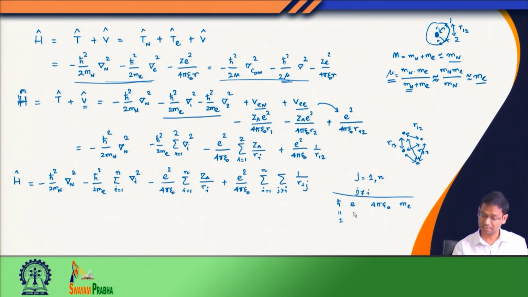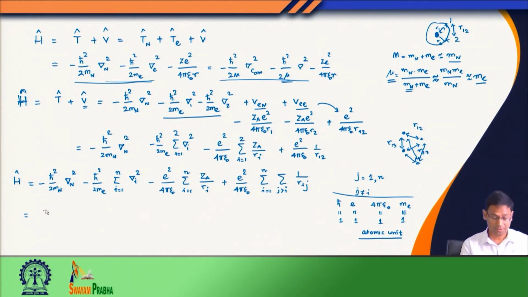So let us define a new unit system where each of these terms is defined as 1, and this unit system is called the atomic unit. We will discuss more about atomic units in a moment, but what we do is use h bar as 1, e as 1, 4 pi epsilon 0 as 1, and m e as 1 in this equation and see the effect.